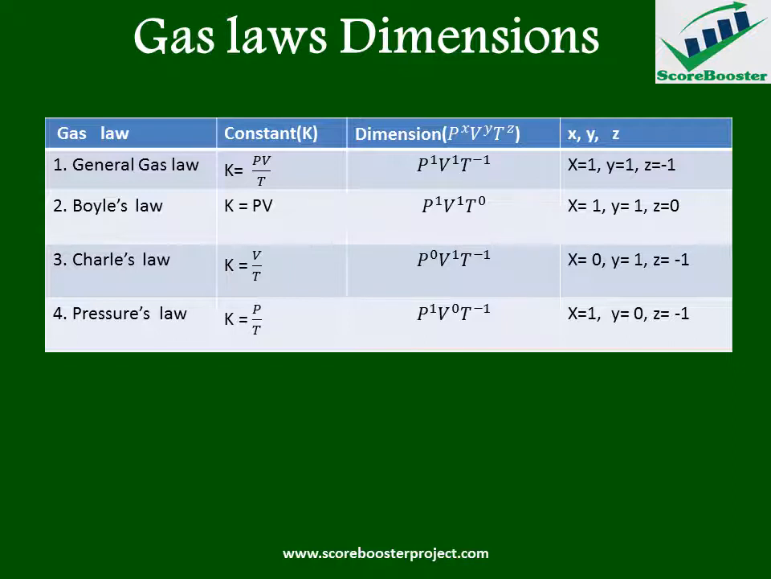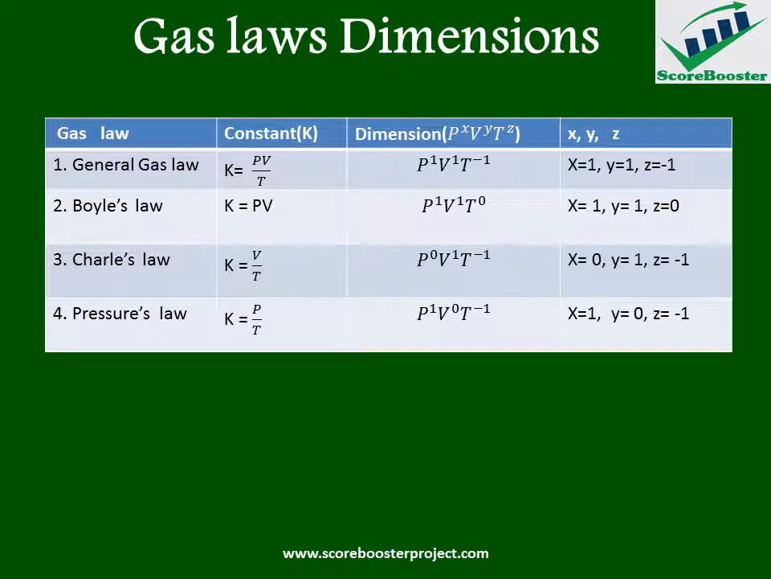Now, if we want to represent it using the general dimension P raised to power x, V raised to power y, T raised to power z, then our P, because it is numerator here, will be represented as P raised to power 1. Our V, because V is absent, will be represented as V raised to power 0, while the T here, being the denominator, will be represented as T raised to power minus 1. Therefore, the dimension of the Pressure law can be given as P raised to power 1, V raised to power 0, T raised to power minus 1.